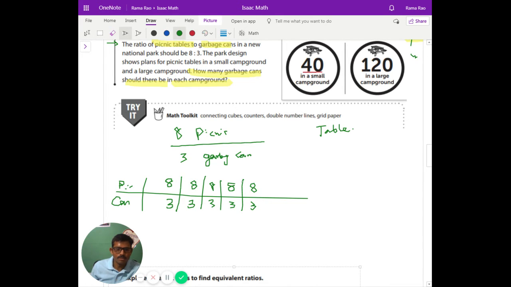So I can see that's 8 plus 8 plus 8 plus 8 plus 8. That gives you 40 of them. And then I can see 3 plus 3 plus 3 plus 3 plus 3, so 5 groups of 3, which is 15. So I need 15 trash cans in there.